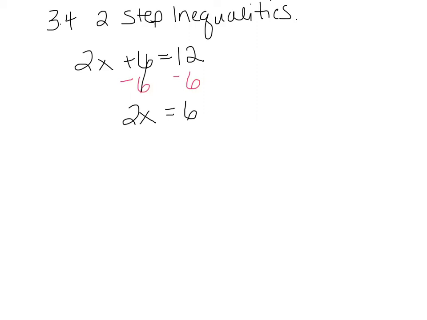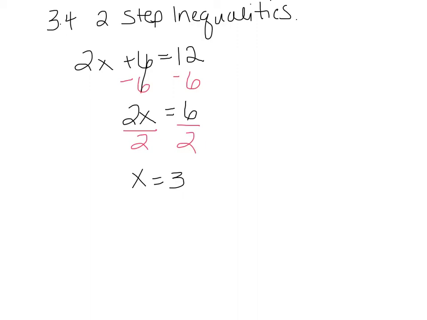Now I want to get x by itself, so we think about how 2 is connected to x. It's 2 times x. The inverse of multiplication is division, so I'm going to divide by 2, and x is equal to positive 3.